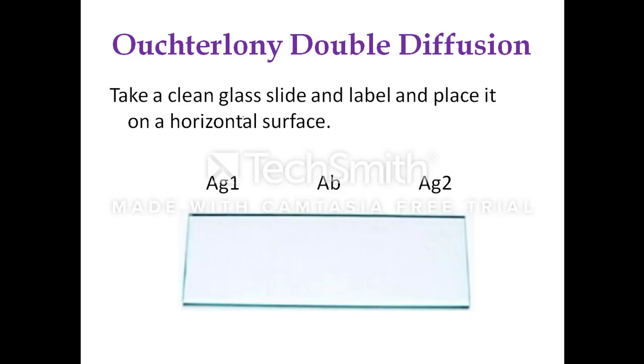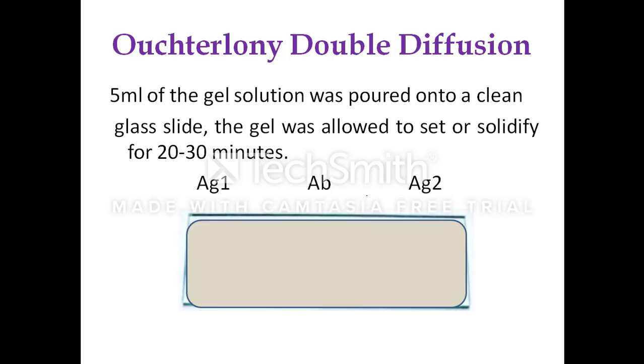Then take a clean glass slide and label it, like antigen 1, antibody in the center, and antigen 2, and place it on a horizontal surface. 5 ml of the gel solution, which is at 55 to 60 degrees centigrade, was poured onto the clean glass slide. The gel was allowed to set or solidify for about 20 to 30 minutes.